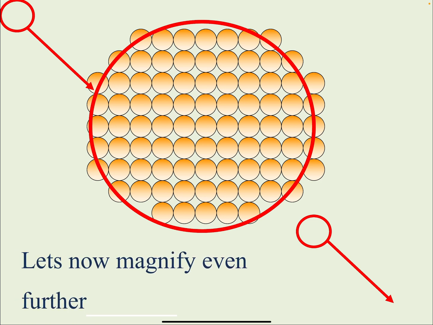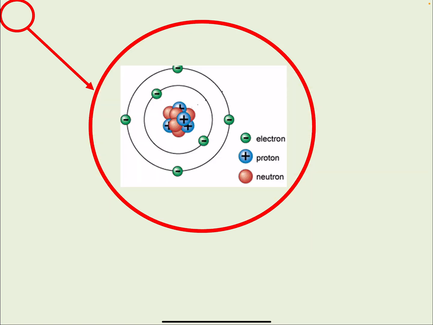If we were to magnify even further, what would be inside an individual atom? Let's have a look. We have these 3 things here. We have a thing called an electron. We're going to try and keep that in green. Can you see it has a negative inside it? So that's its charge. So negative electron. Protons are positively charged. We'll keep them in blue. And a thing called the neutron. The word neutron means no charge.